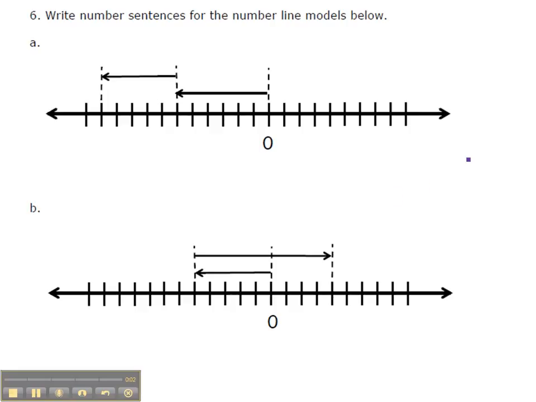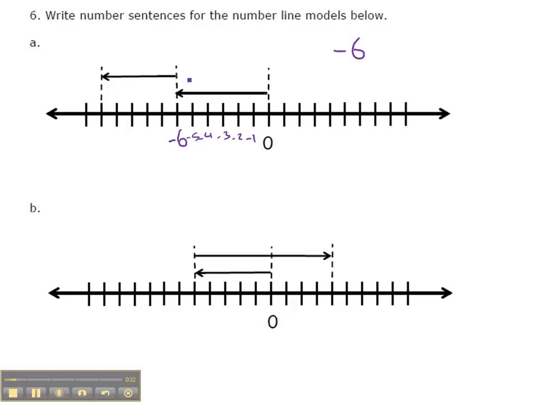For number 6, we're going to write number sentences for the number line models below. So let's look at the first one, A. We're starting at 0, the origin. We always start at 0. And this arrow is going to the left, so we know our first integer is a negative integer. And we just look on our number line, -1, -2, -3, -4, -5, -6 is where that arrow ends. So our first integer is -6.